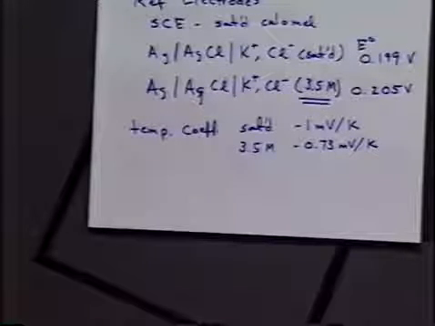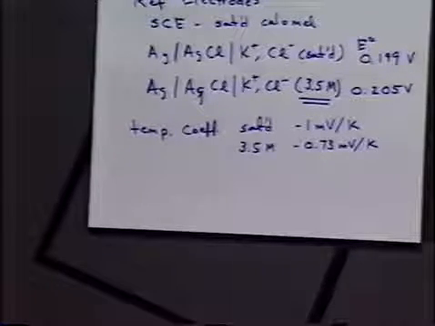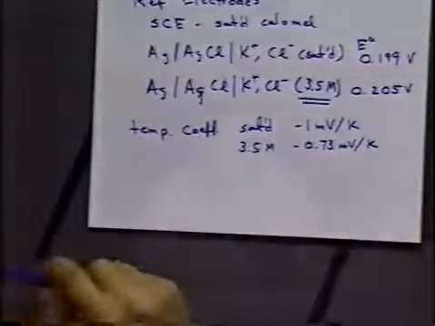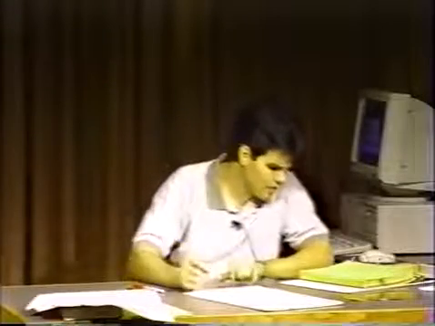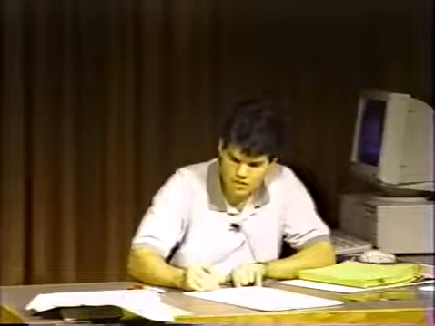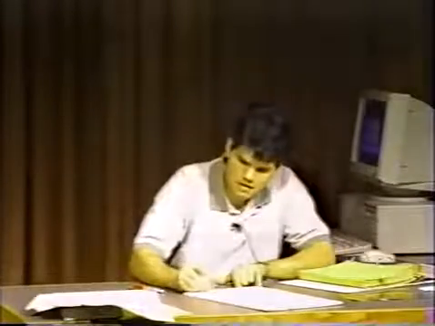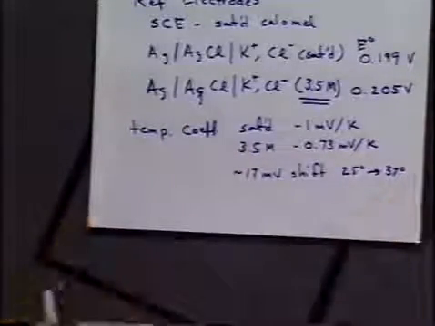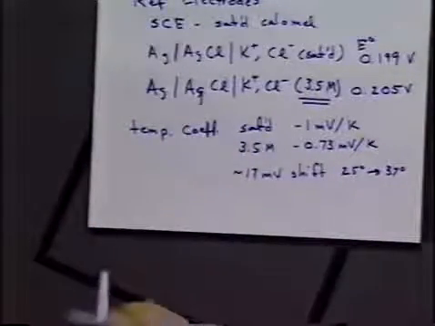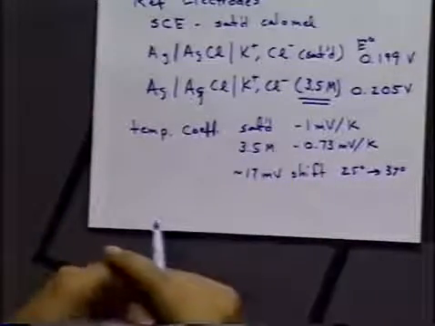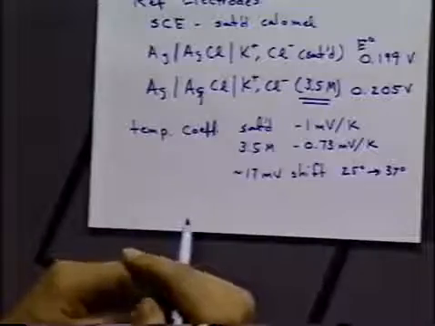For example, a lot of times people use silver chloride systems in, say, living animals where the temperature might be 37 degrees centigrade. That corresponds to approximately a 17 millivolt shift from 25 to 37 degrees C. And so the saturated silver chloride is not as useful as the 3.5 molar ones. It has less of a shift in potential with temperature.